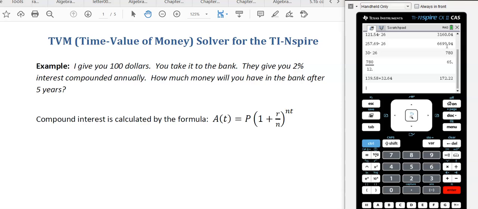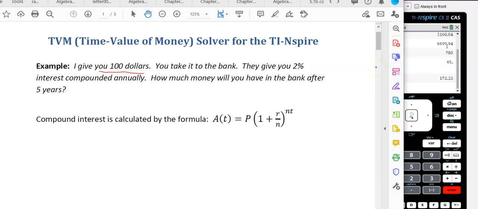Okay, so today we're talking about money. It's kind of a fun topic. Let's start with the basic idea of compound interest. Before we even use the formula, let's just start talking about what happens if you put money in the bank.